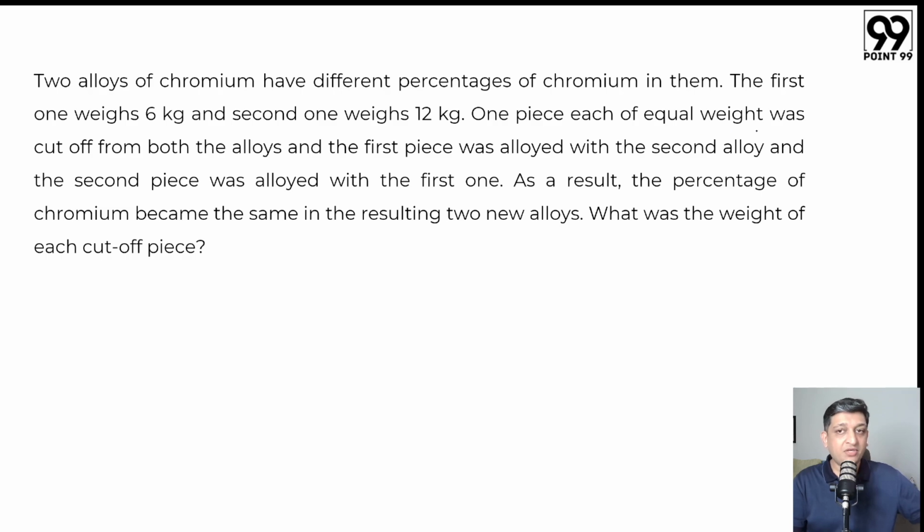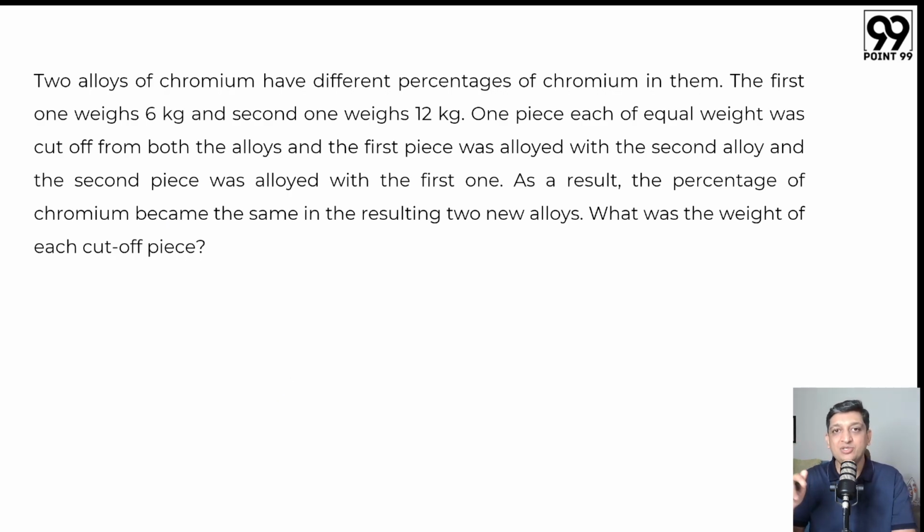One piece each of equal weight was cut off from both the alloys and the first piece was alloyed with the second alloy. So I cut off one piece from each of the alloys. I took the piece from the second alloy and just merged it with the first alloy, and the piece from the first alloy was removed and merged with the second alloy entirely. So what happened is the weight remains the same, just that I am removing some part from here, attaching it here. I am removing some part from the first one, attaching it in the second one. So that is what we are trying to do. Now what is happening here is the percentage of chromium became the same in the resulting two new alloys. We have to figure out what was the weight of each cut off piece.